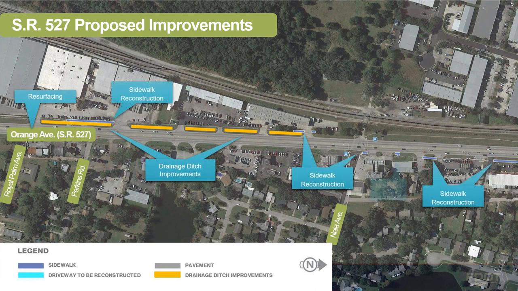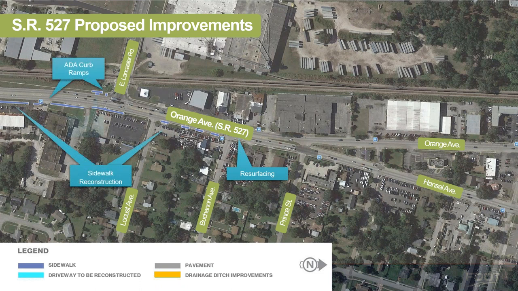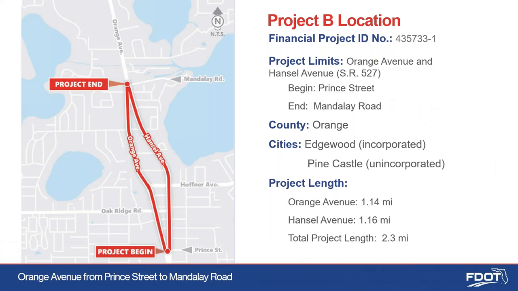The roadway resurfacing and drainage improvements on the western side of Orange Avenue continue throughout the corridor on the north side. And the proposed improvements also include closing sidewalk gaps and improving curb ramps along the corridor to meet the guidelines and standards of the Americans with Disabilities Act. And finally, the roadway resurfacing continues to the northern project limit at Prince Street, with sidewalk gaps continuing to be filled and curb ramps improved along the corridor. And that pretty much wraps it up for Project A, and I'll turn it over to Amy for Project B here.